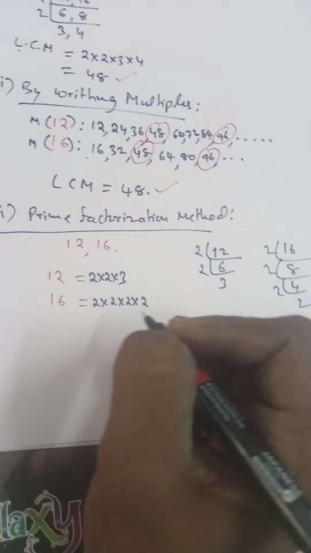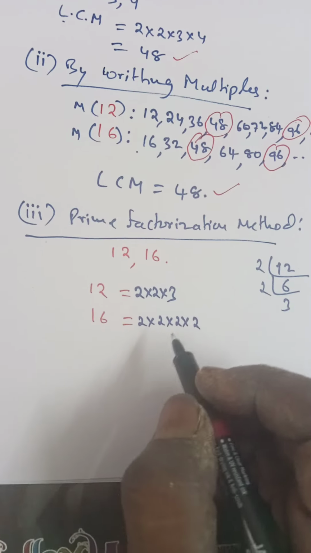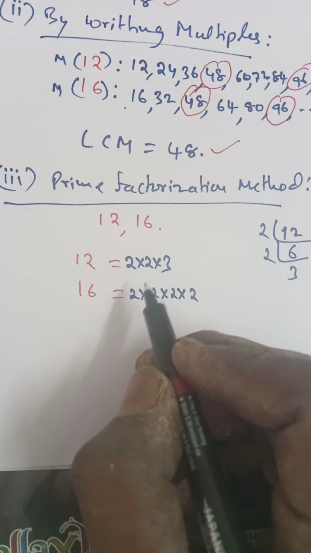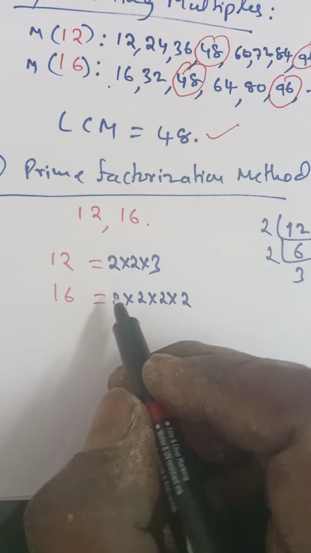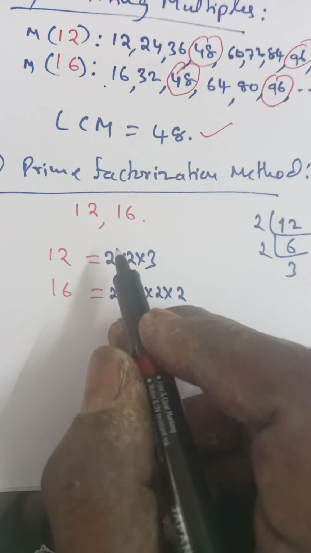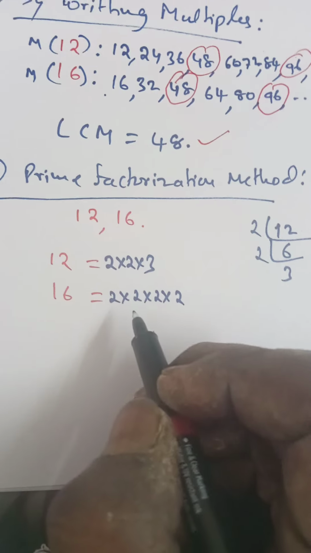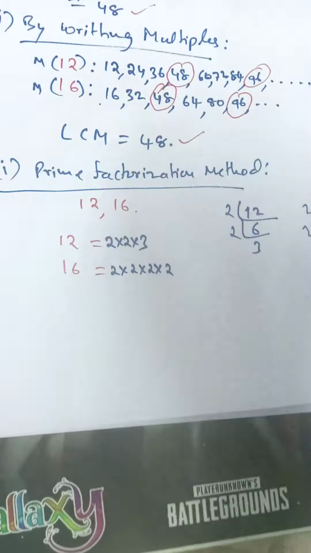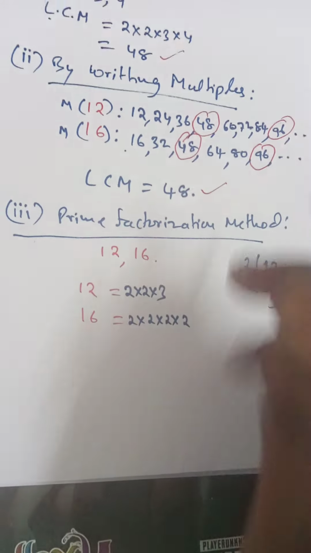Whenever you are finding the HCF, which we already discussed in the last class, we just need to pick out the common factors, and after picking all the common factors, we will multiply them. That product will be the HCF of the given numbers. But we are going to find here the LCM.